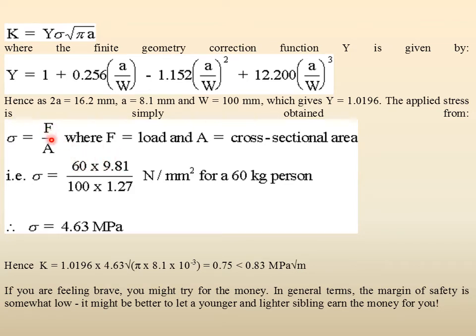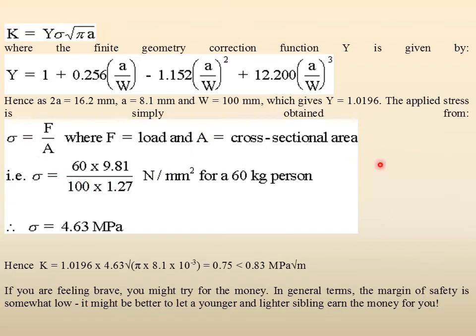And the area is how much on which it is acting? 100 is what? 100 was the length and 1.27 was what? Right, 100 is the width, sorry, not the length. 100 was the width, length was 300. So this width multiplied by the thickness will be the cross-sectional area on which the sigma is acting.